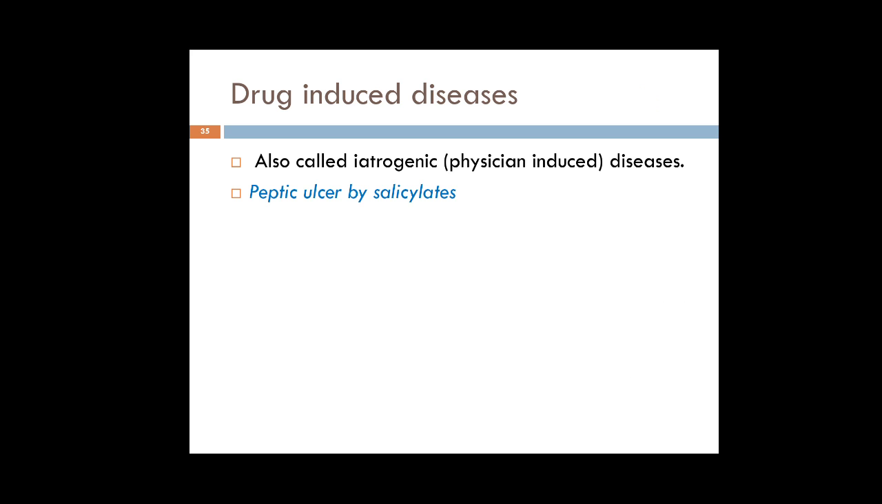So this is a physician-induced disease. If the physician is prescribing salicylates or NSAIDs, that is non-steroidal anti-inflammatory drugs, then the physician also prescribes a drug which will decrease the acidity, antacids, or certain other drugs which will decrease the acidity or decrease the side effect of these salicylates. Otherwise, it will be called peptic ulcer induced by salicylate, and this will be physician-induced, that is iatrogenic disease.